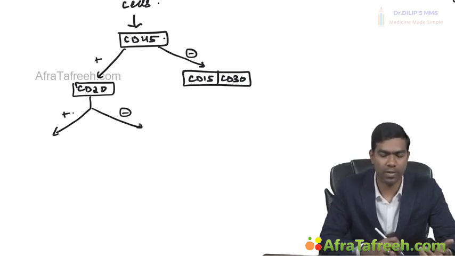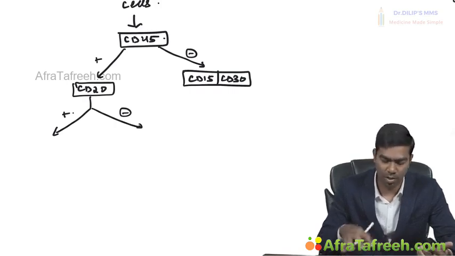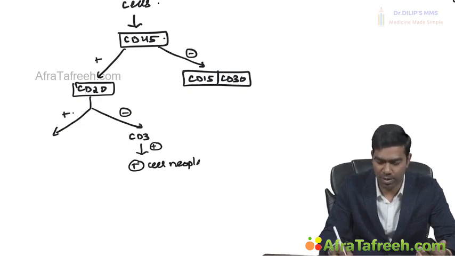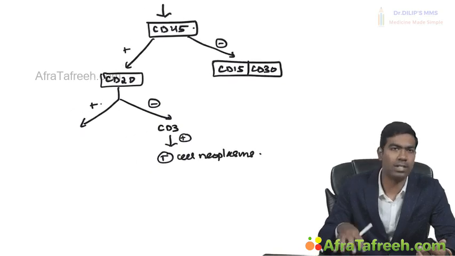If CD20 is negative, remember it's unlikely to be a B cell neoplasm. If CD20 is negative and CD45 is positive, see CD3. Usually CD3 will be positive and it generally goes towards a T cell neoplasm. T cell neoplasms are generally rare.